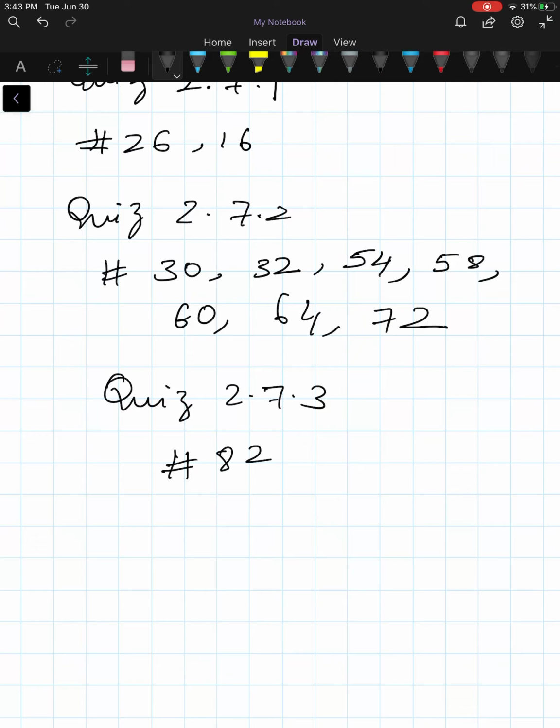So this completes section 2.7 of the book. In the next video I will do section 1.6 of the book, that is, we will deal with complex numbers, and then I will go for the one-to-one functions and their inverses. Thank you.